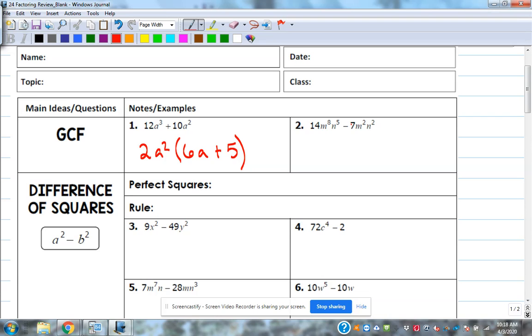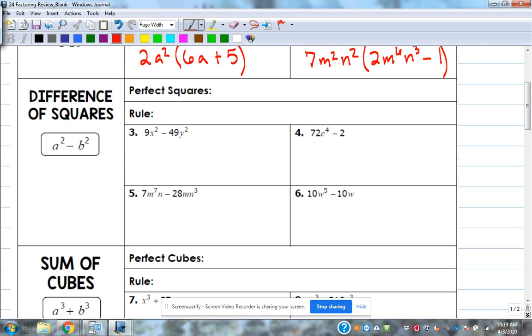Number 2, 14 and 7 have 7 in common. Now we need to look at how many m's they have in common. There are 8 here and 2 here, so they have 2 in common. It's always going to be the smallest of those. And there are 5 n's and 2 n's here, so there are 2 n's in common. All right, and then 14 is 7 times 2. Take 2 of the m's away from m to the 8th, you get m to the 6th. Two of them from m to the 3rd, minus 1. And there's the factored form for number 2.